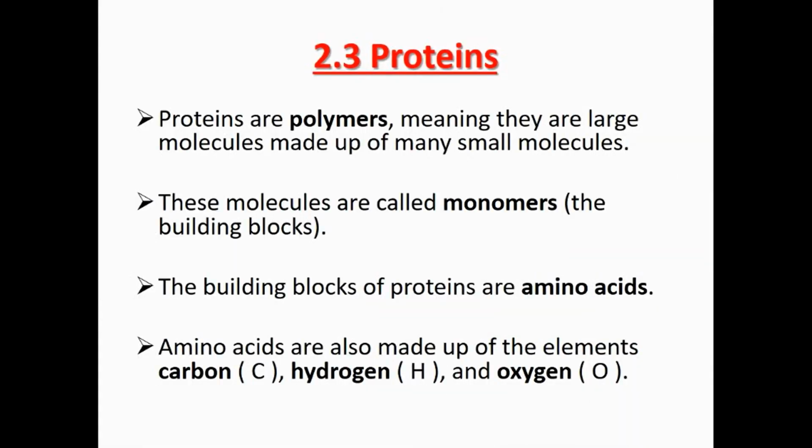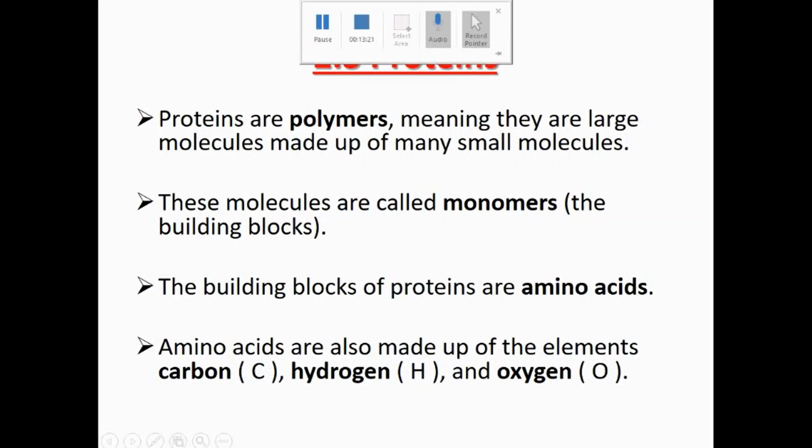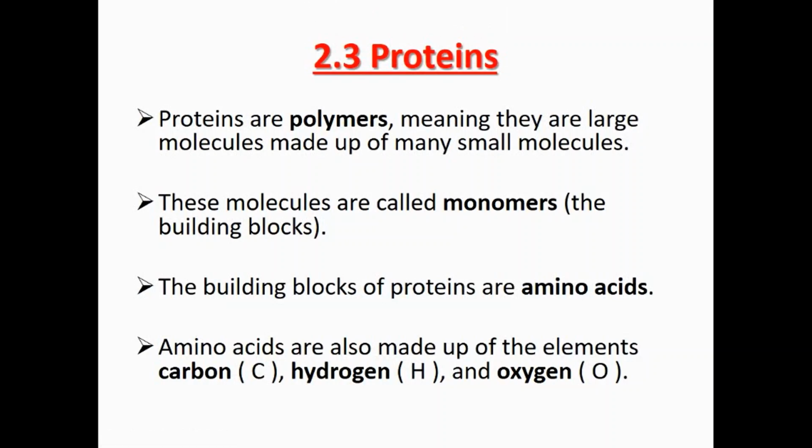Now, proteins. Proteins are polymers. Now, what is a polymer? Meaning they are large molecules made up of many small molecules. You can argue and say carbohydrates are polymers, but then carbohydrates are divided into three. There is a monosaccharide, a disaccharide, and then a polysaccharide. Obviously, a polysaccharide is a polymer. It's a large molecule made up of small molecules.